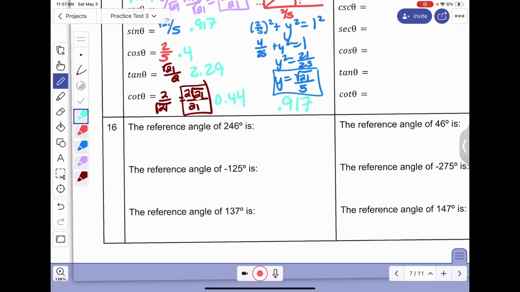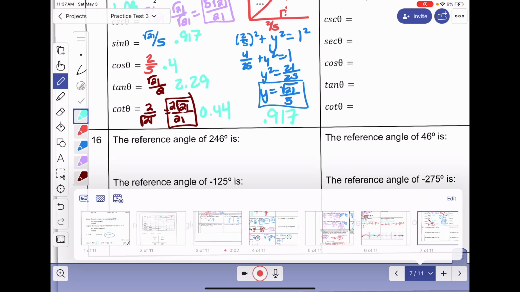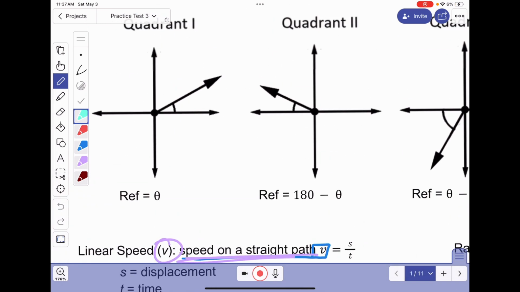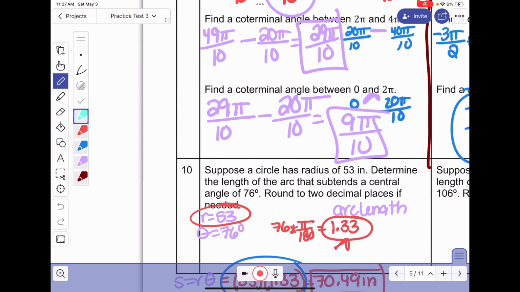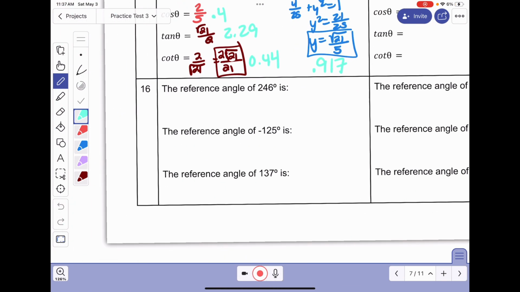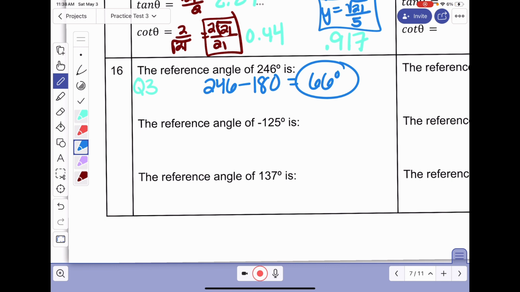All right, number 16, reference angles. So those we're trying to find an acute angle based on the x-axis. So the rules for those are going to be in your note sheet. If you're in quadrant 1, you use the angle. If you're in quadrant 2, you do 180 minus the angle, and so on and so forth. So the first thing we need to do is figure out the quadrants these are in. So 246 is going to be in quadrant 3. So the rule for that is the angle minus 180. And if I do that, I get 66 degrees.